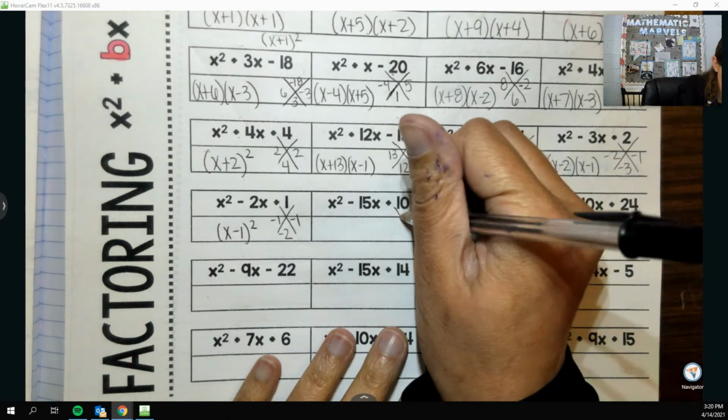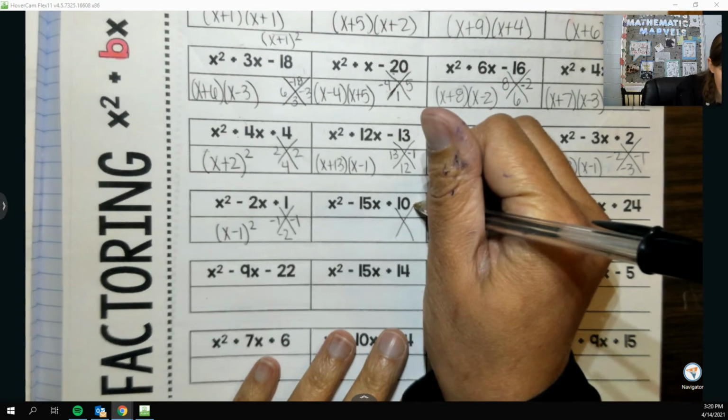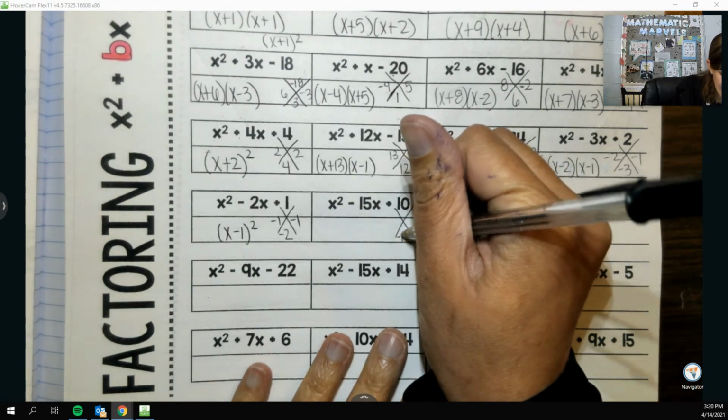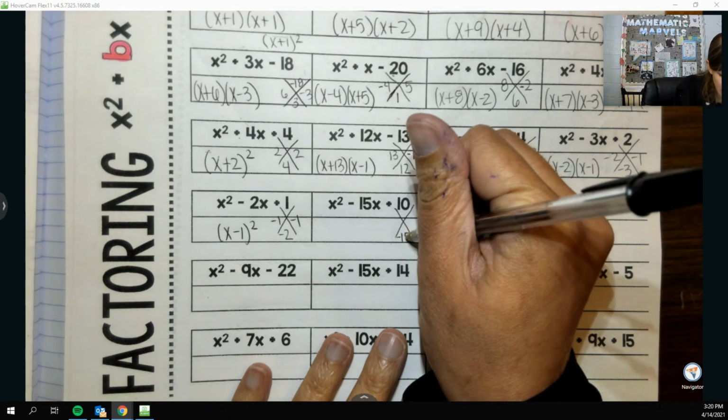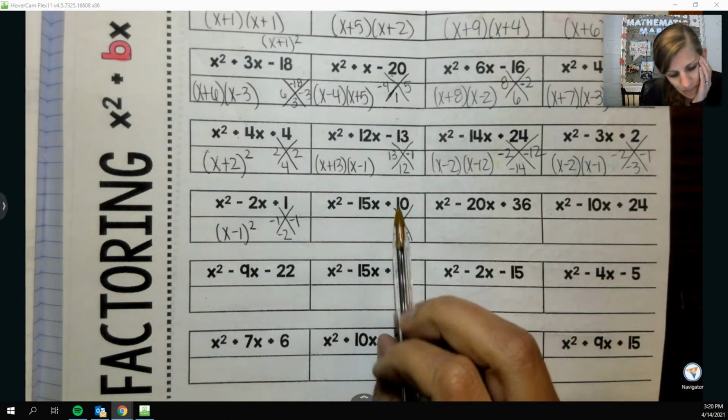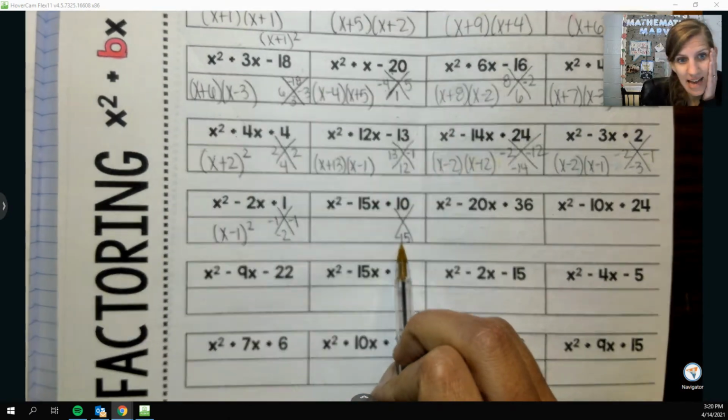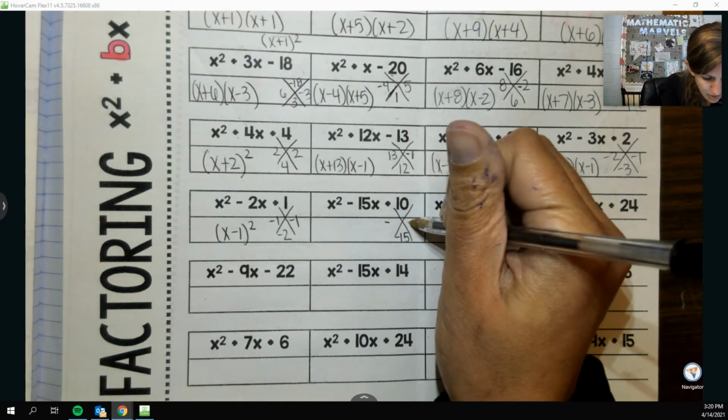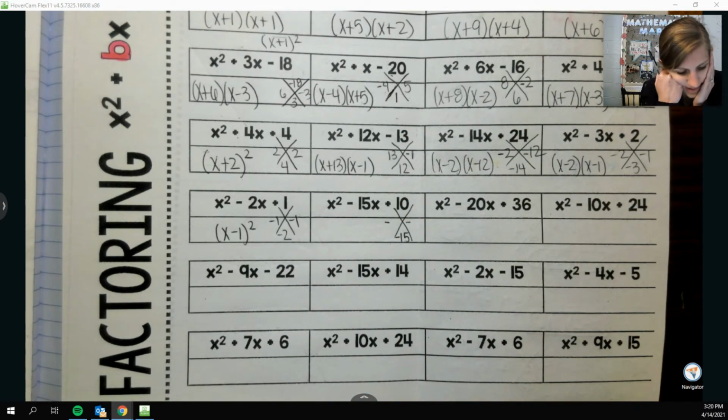On the next one, what multiplies to 10 and adds to negative 15? Because it multiplies to a positive and adds to a negative, these both need to be negative. The only things that multiply to 10 are 10 and 1. That's going to give me 11. Or 2 and 5, but that only gets me 7.